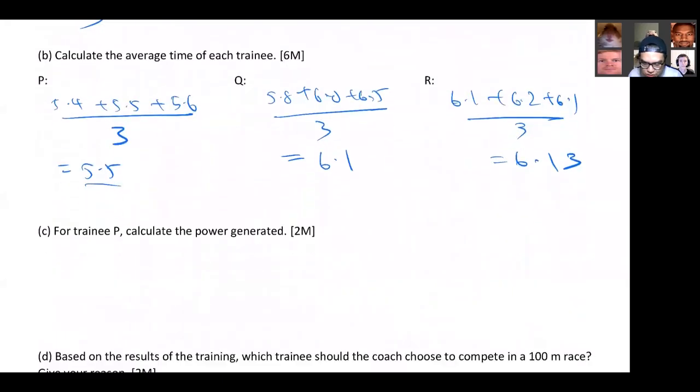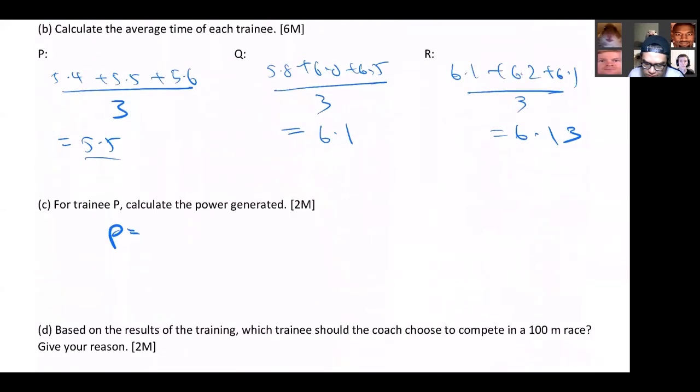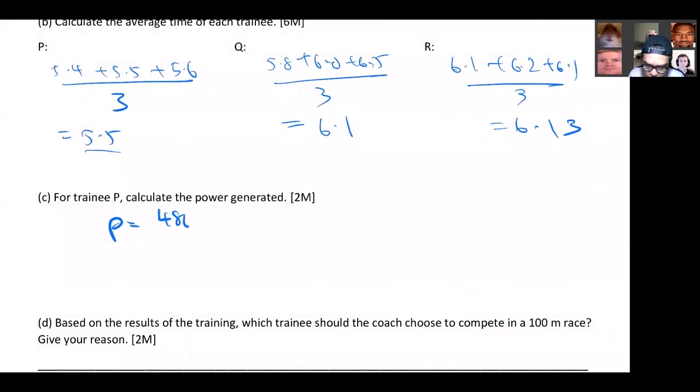So calculate the power. For trainee P, 48 kg is 480 Newton. Times, what's the time? We use average time, that's why we use average time. That's 555. Sorry, that's not the time.